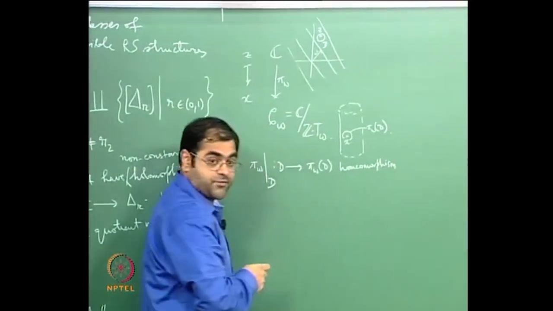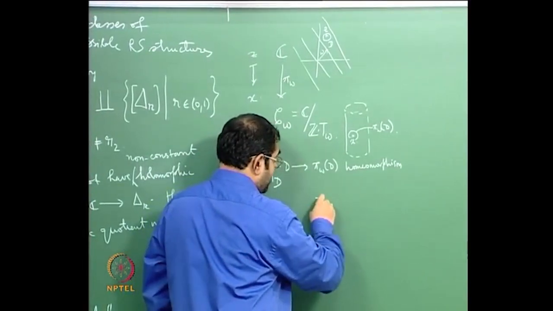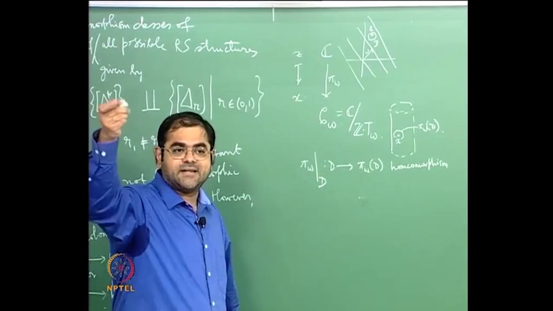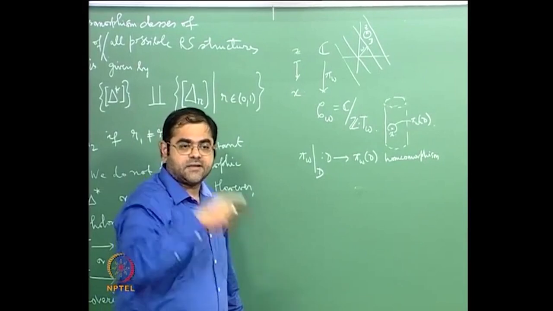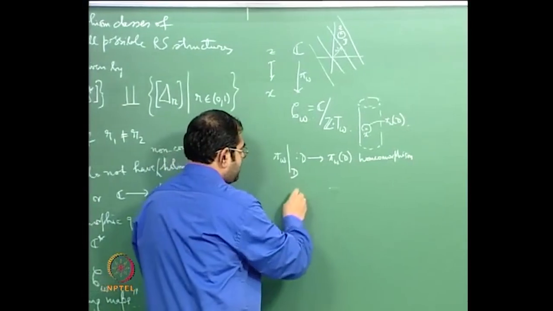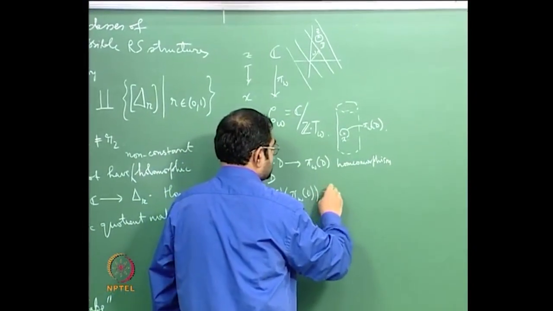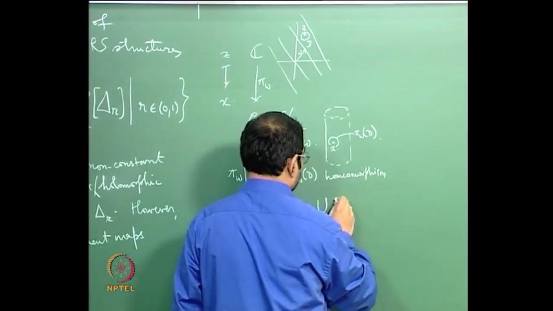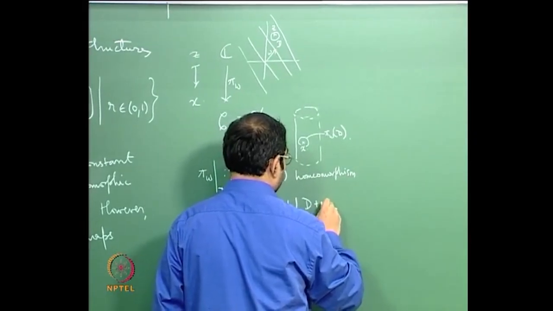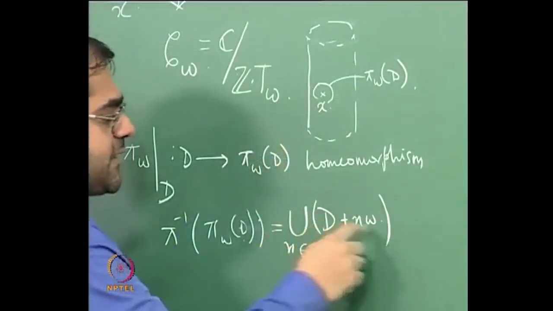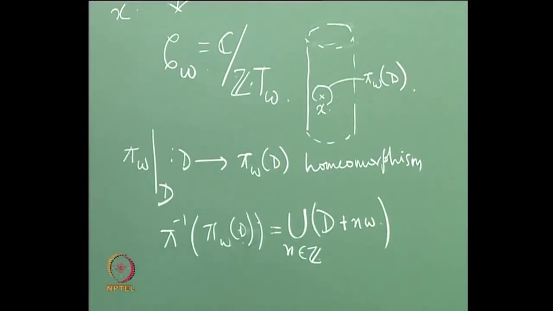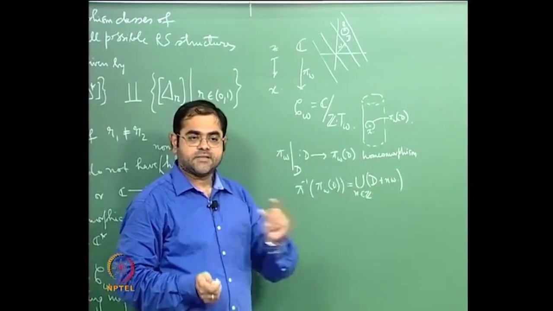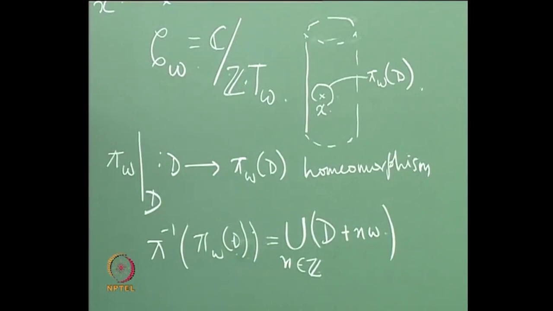And the other thing that we noticed is that if you take the inverse image of this under the whole map, what you would get is just the union of all translates of D, with centers corresponding to the translates of z. So pi inverse of pi omega of D is just a union, let me say union over n belonging to Z, of D plus n omega, where of course by D plus n omega I mean the set of all complex numbers of the form z plus n omega, where z belongs to D. And mind you, because I chose D to be sufficiently small, this union is a disjoint union.